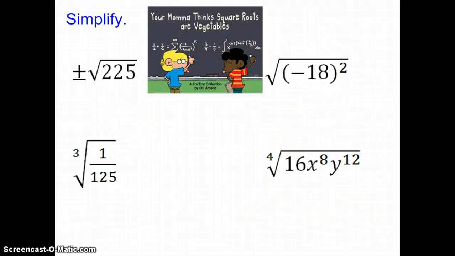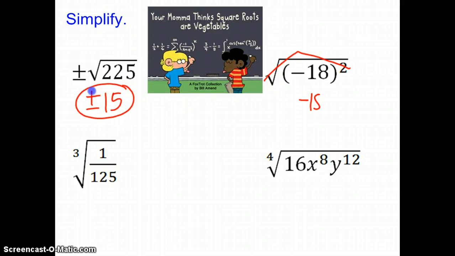4 more problems to simplify, and then we're done with this video. In this first one, 225, the square root of it, plus or minus. Just from the games that we play in class that I have, Who Has, you should know that the square root of 225 is 15. So your answer is plus minus 15. This one over here, the square root and the squared are going to cancel each other out. Your answer is simply -18.